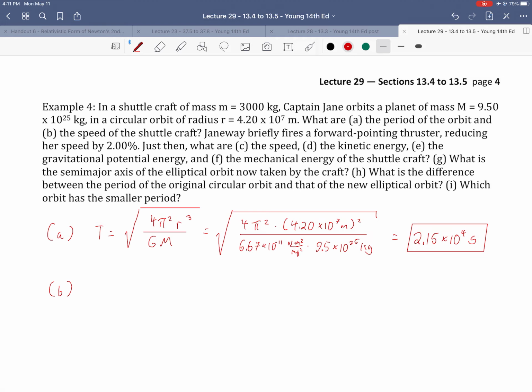Now in part B, the speed. All right, so we know how to do this. The speed is just going to be 2 pi r over the period, which we just solved for. So it's just going to be 2 pi times 4.2 times 10 to the 7 meters divided by 2.15 times 10 to the 4 seconds. And so that's going to give us 1.23 times 10 to the 4 meters per second.